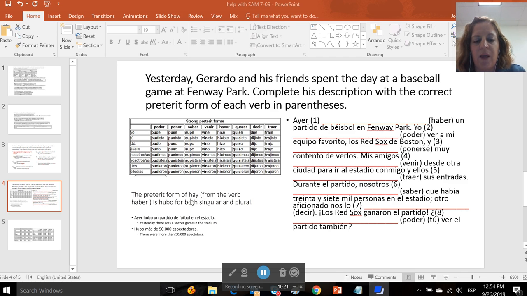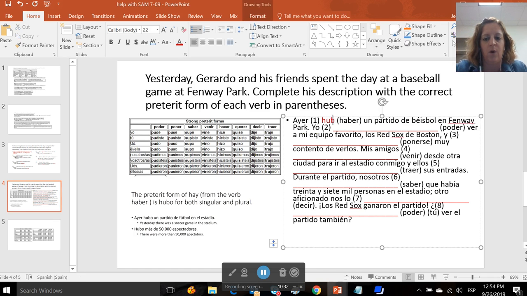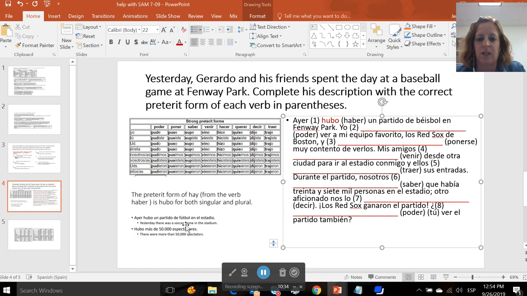Whenever you have haber, it's a form, okay, so hay is haber in the present tense and you just always use hay. Well, in the preterite tense, you're always going to use hubo. So when you have that haber, all you've got to do is make that hubo, and that's told to you down here. Yo blank ver a mi equipo favorito, los Red Sox de Boston.